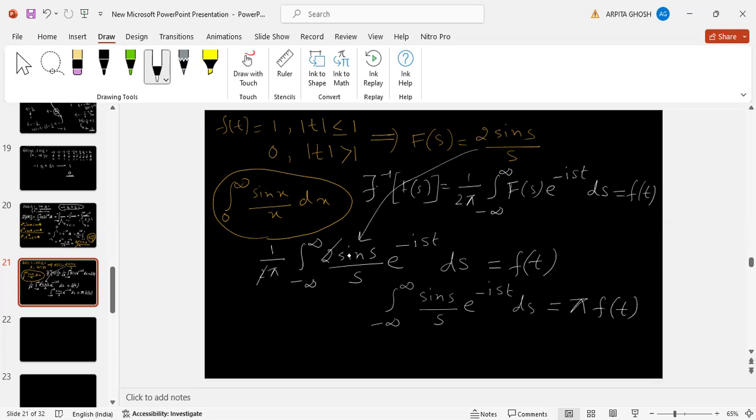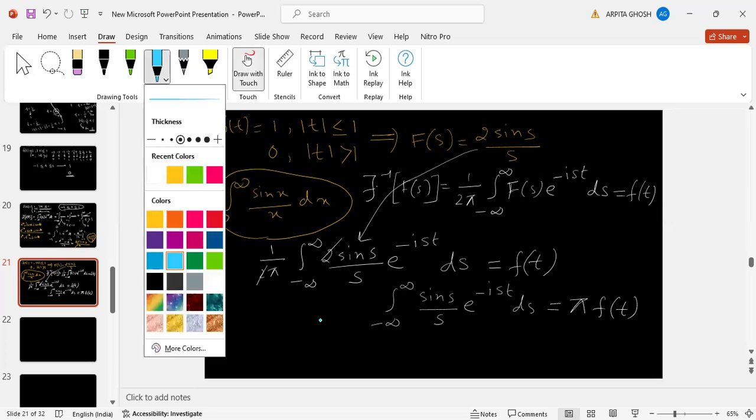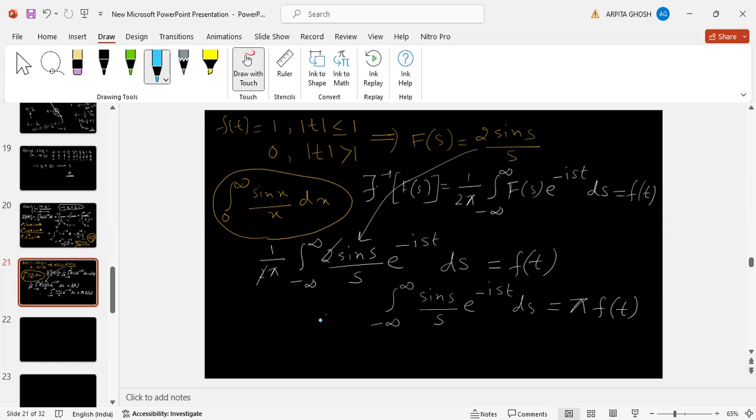Now look at the question. Look at the thing which we need to find out: 0 to infinity sin x by x dx. The 0 to infinity we will do afterwards. For the time being, suppose we have to find minus infinity to plus infinity sin x by x dx. We have to find this integration.